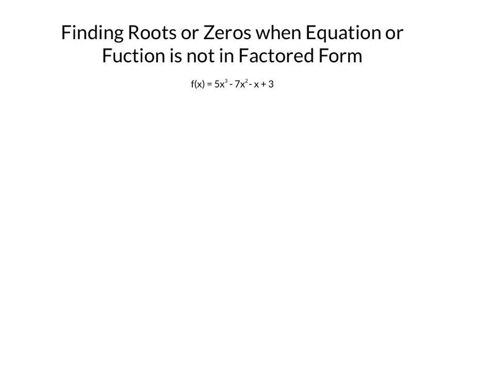We went through finding the roots or zeros when the equation was in factored form, but what if it's not in factored form? Well, it's going to be the same step. I'm first going to rewrite my function by setting it equal to 0. Remember, I'm finding the zeros or x-intercepts, which means that the f of x or y value is always 0.